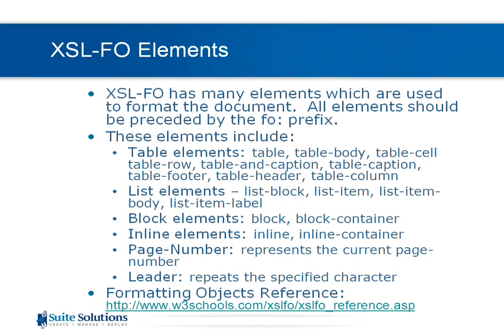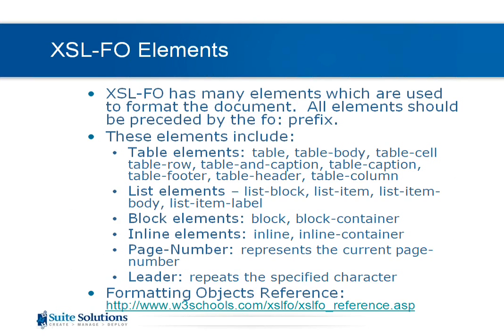Okay, so now obviously we don't just want text in our document, we want it to look a certain way, be formatted nicely. So the way we accomplish this is that XSL FO has many elements which are used to format the document. All elements are preceded by the FO prefix. And these elements include, I just put a long list here, there are more, but different table elements to define how the table should look, different list elements to define the group of lists and each item, block elements we explained, and inline elements. Inline obviously is within the same line. You can change formatting. A page number element, a leader element.